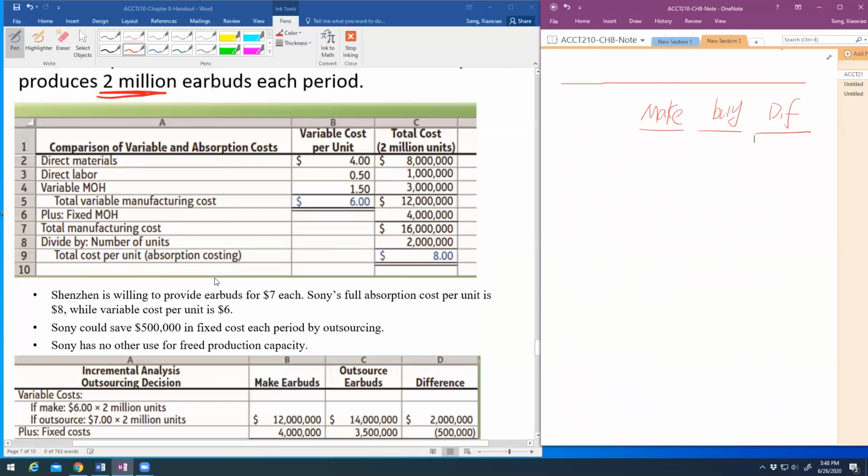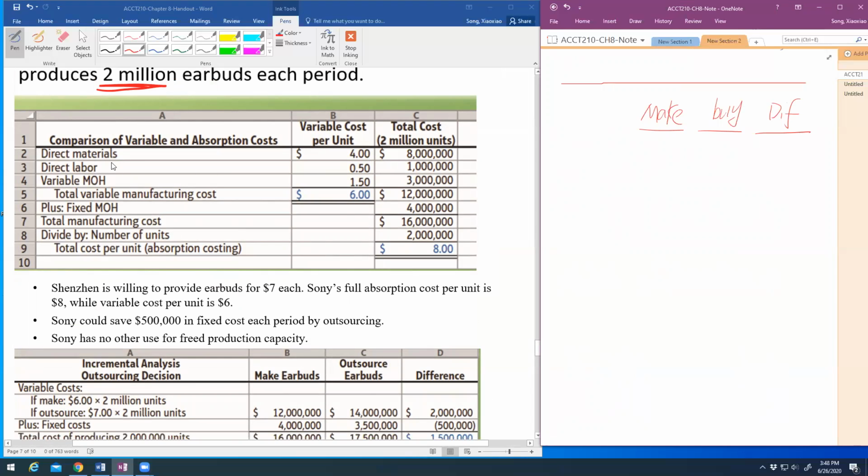So our example, this is the data. Direct material variable cost is $4 each. You make 2 million, so you have 8 million. Direct labor, those are variable costs, right? So you have direct material, direct labor, manufacturing overhead. Totally, the variable manufacturing cost is $6 each. Fixed cost is 4 million. So your total manufacturing cost is 16 million. You produce 2 million units. So the absorption costing said the product cost is $8 each, right?